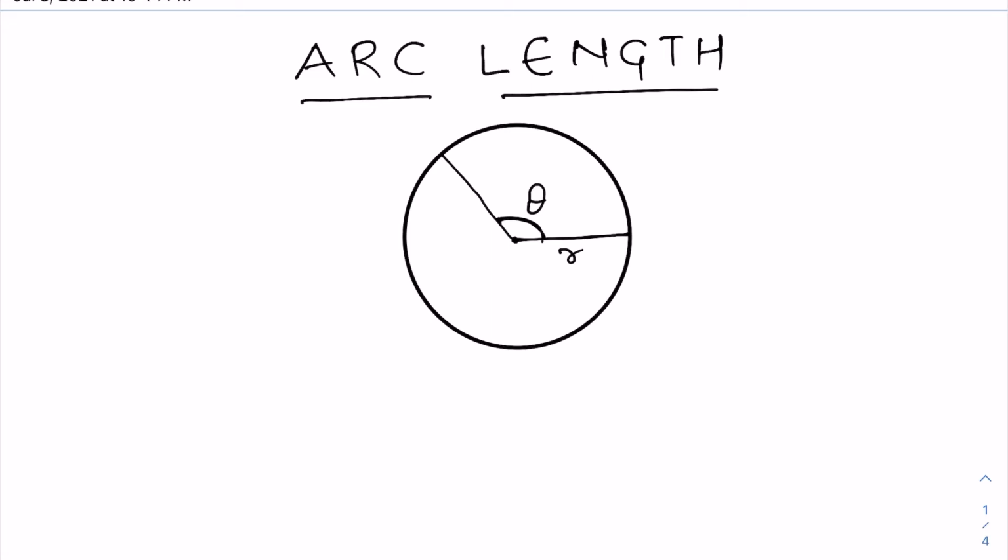So here, let's define what the arc length is. In this particular example, this is the arc length. Now, how do you know this is the arc length? Well, arc length is the length of the arc in a circle formed by this central angle called theta. So we are given this angle called theta, which is a central angle formed by two radii at the center of a circle, and the corresponding arc that is formed by this angle is called the arc length.